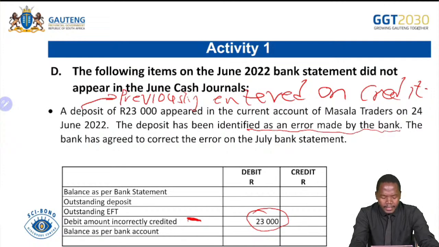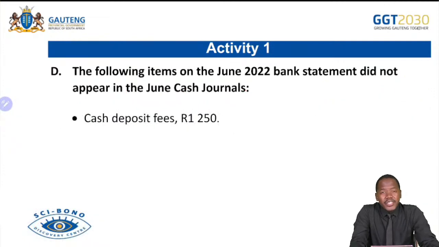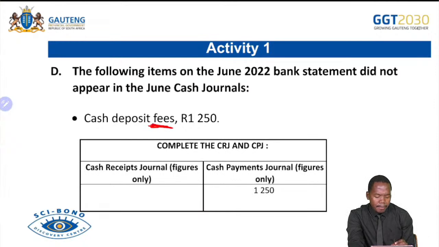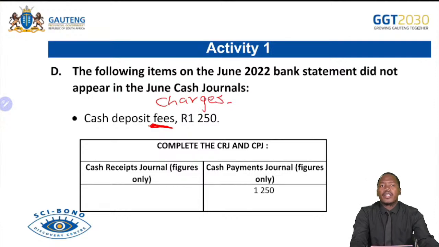Now, moving forward, we have cash deposit fees, 1,250. Let's see how we're supposed to enter this. Remember, if we see the word fees, we think of charges. If we're doing a proper cash receipt or cash payment journal, we're going to record this on the cash payment journal as bank charges. Right, it's 1,250 on the cash payment journal because we pay for these fees.